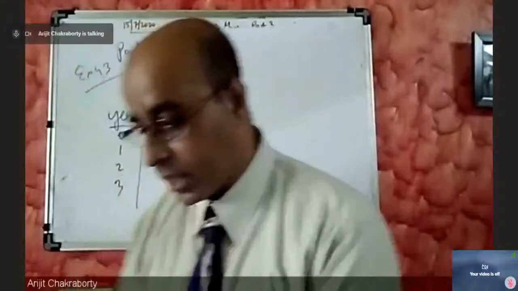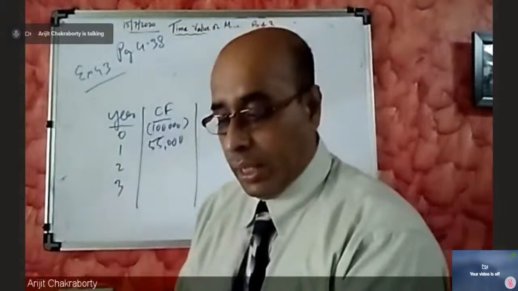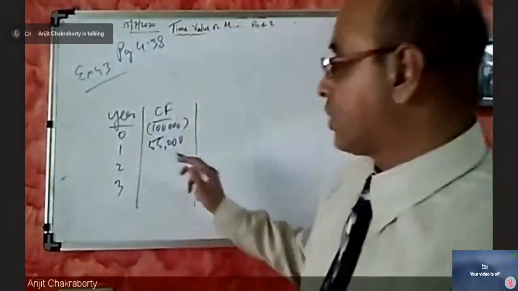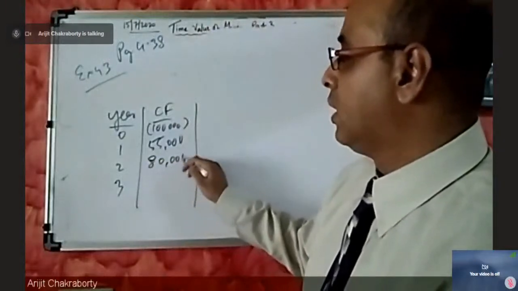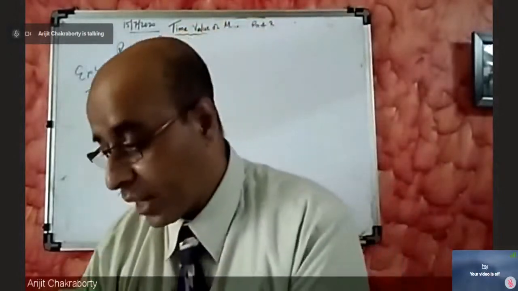First year, how much am I getting? 55,000 is positive. Second year, I am getting 80,000 and the third year is 15,000. So 80,000 in the second year and third year is 15,000. Very good. Now we have the present value.